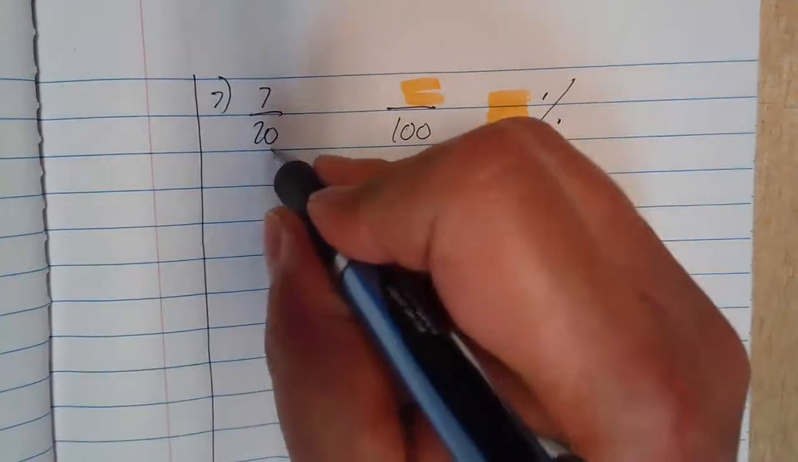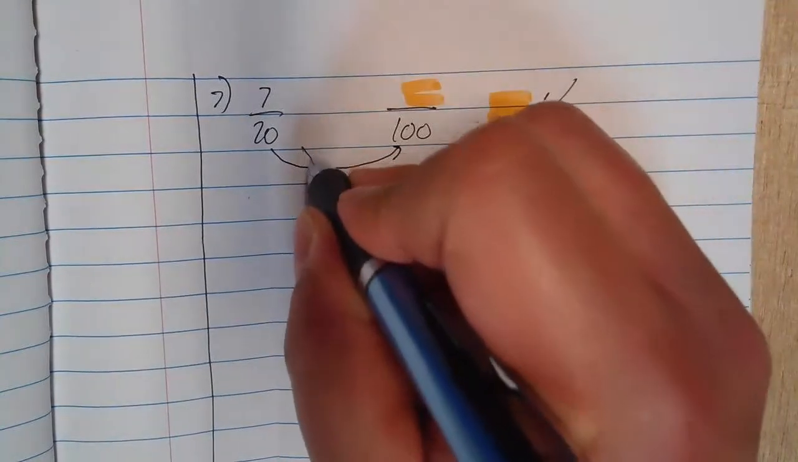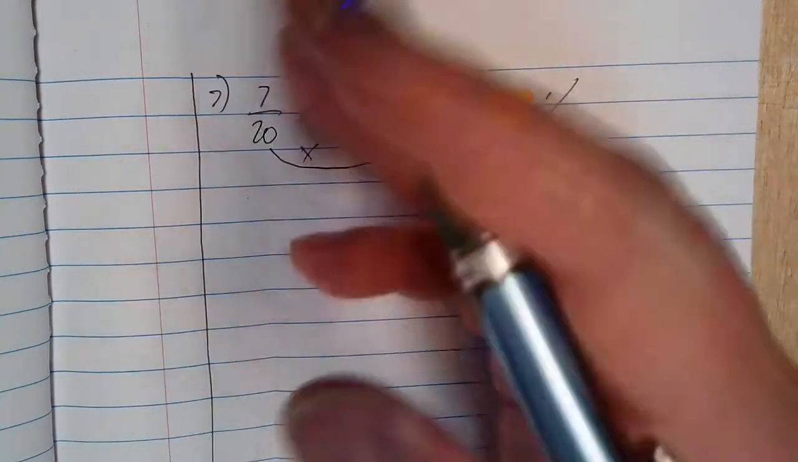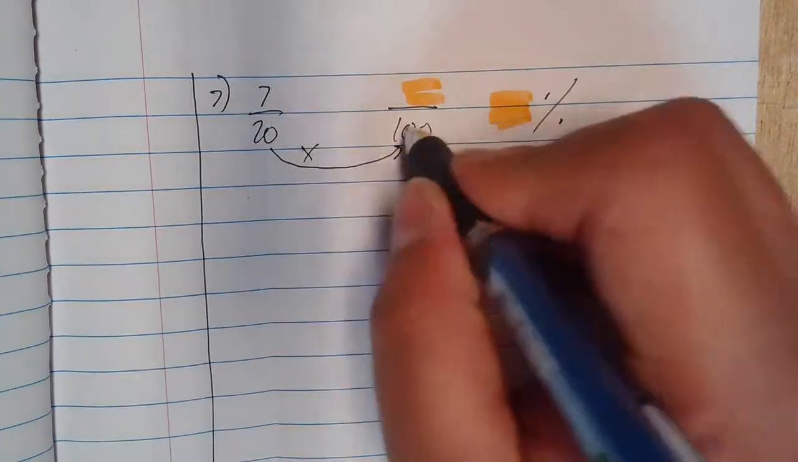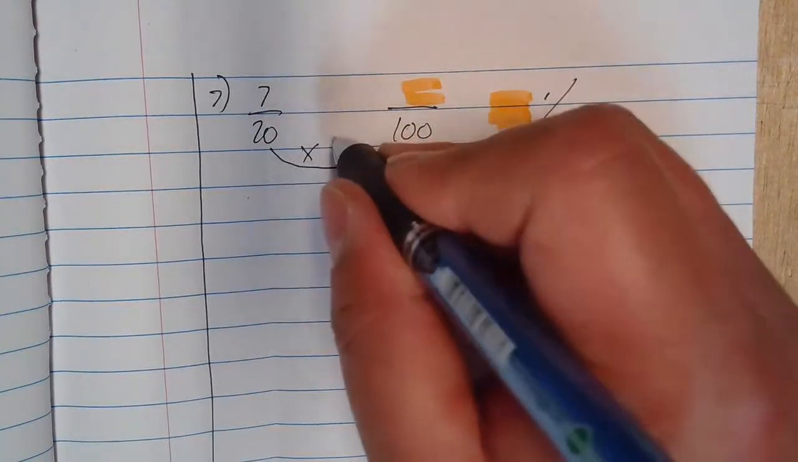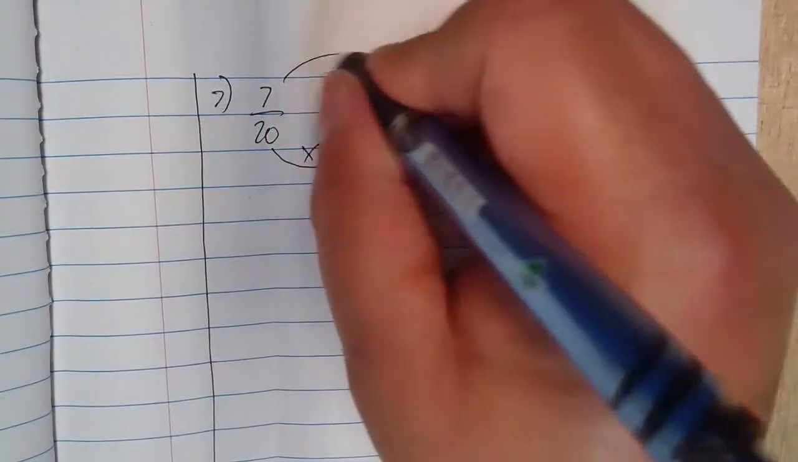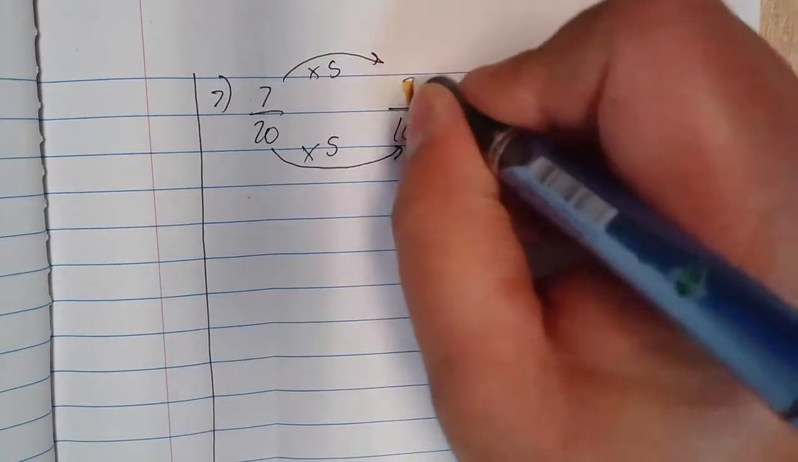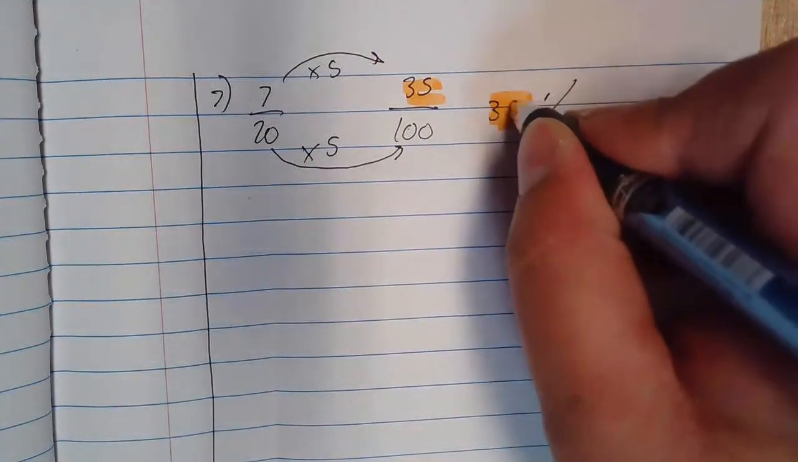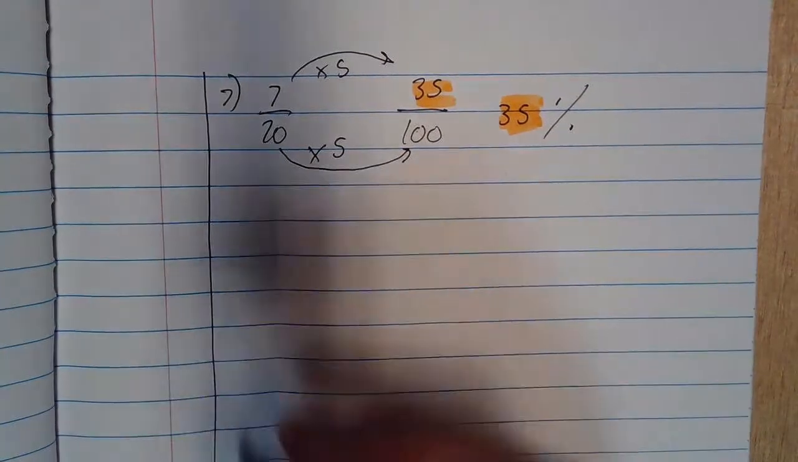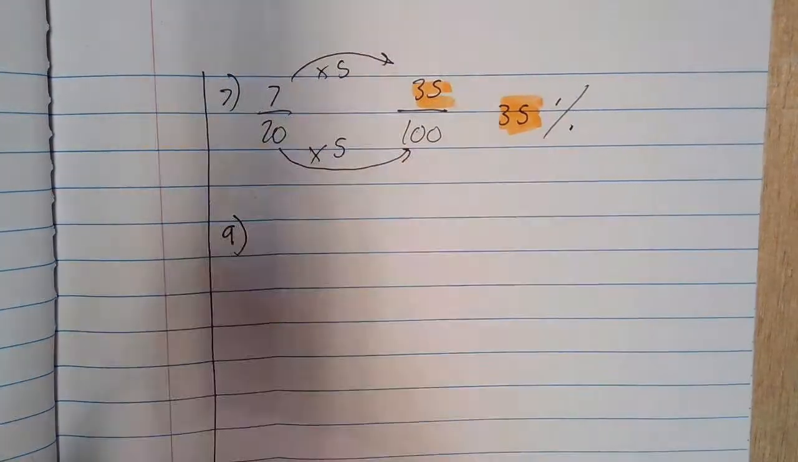All right, 20 to 100, I'm scaling up. I have to multiply by a factor of something. To go from 20 to 100, I multiply 20 by 5. I do the same thing to the numerator. 35 hundredths, 35%. Done.